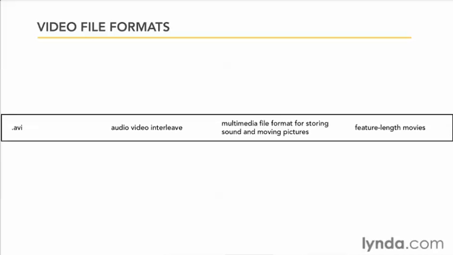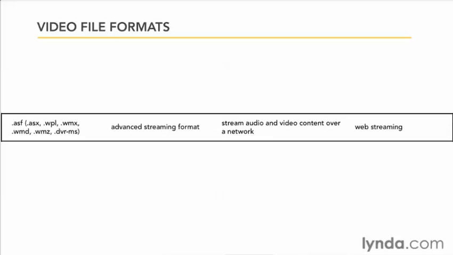Audio Video Interleave, or AVI, is another common Windows video file format. This is a multimedia file format for storing sound and moving pictures in Microsoft Resource Interchange File Format, or RIFF. It is one of the most universal formats because audio or video content that's compressed with a wide variety of codecs can be stored in an AVI file. If you will be sharing your PowerPoint file on a Macintosh, however, you may need to install an AVI video handler.